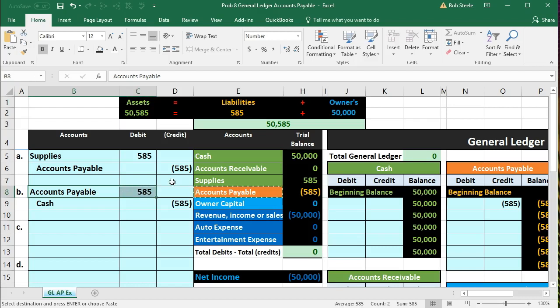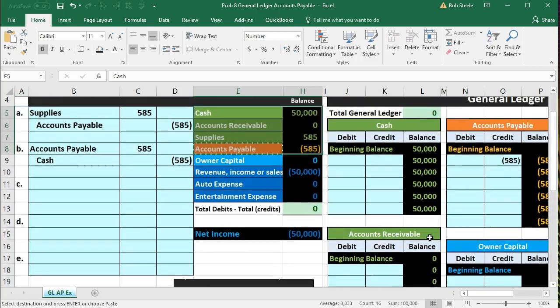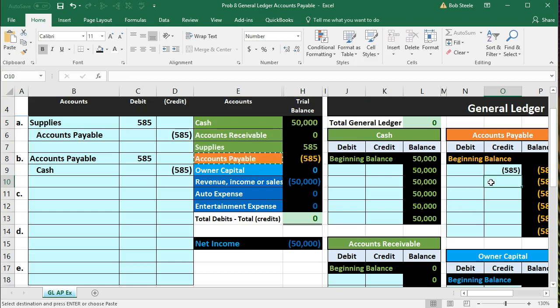We'll then post this out. We're going to post accounts payable first. It's going to be the fourth account on the trial balance. Therefore, it's the fourth account on the general ledger as well. So we got cash, accounts receivable, supplies, and then of course accounts payable over here. We are debiting accounts payable, so we're on the debit side in cell N10, where we will say equals, and then point to this 585 debit. That will bring the balance down to 0. It'll pull that balance of 0 over here to the trial balance as well, and put us out of balance by 585.